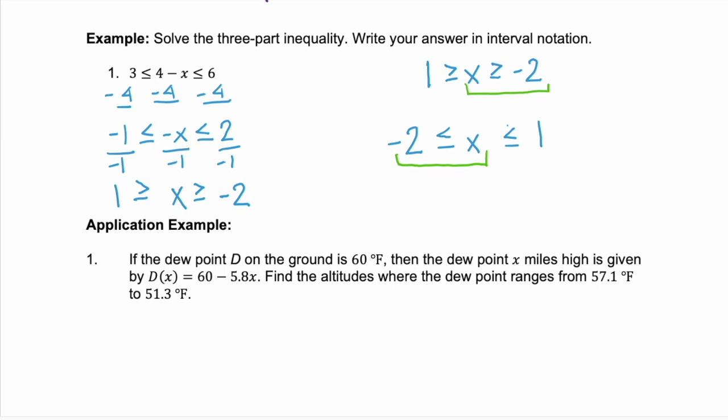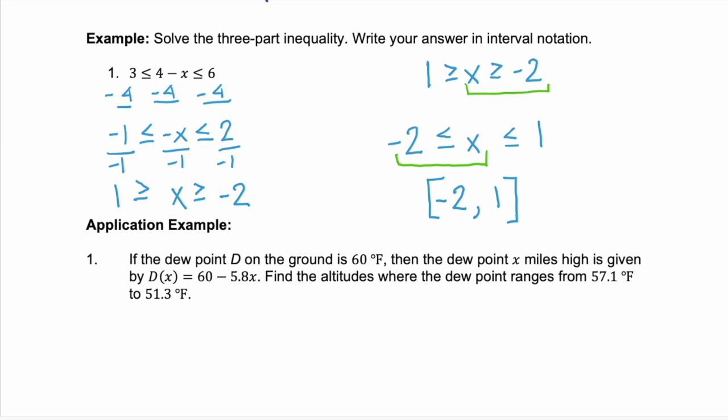We know that x is between -2 and 1. So now we have to translate that to interval notation. We know it goes from -2 to 1. And then parentheses or brackets? Correct, they're both brackets because they're both less than or equal to's. They're both weak inequalities.